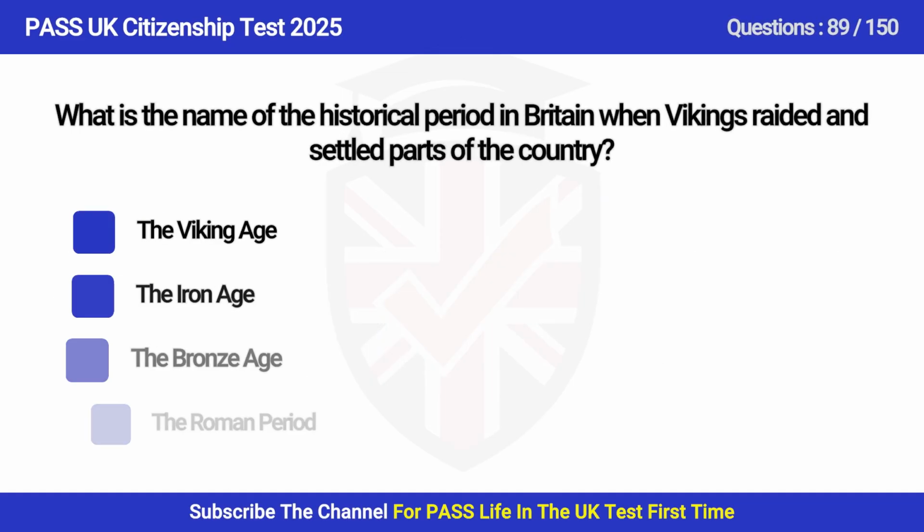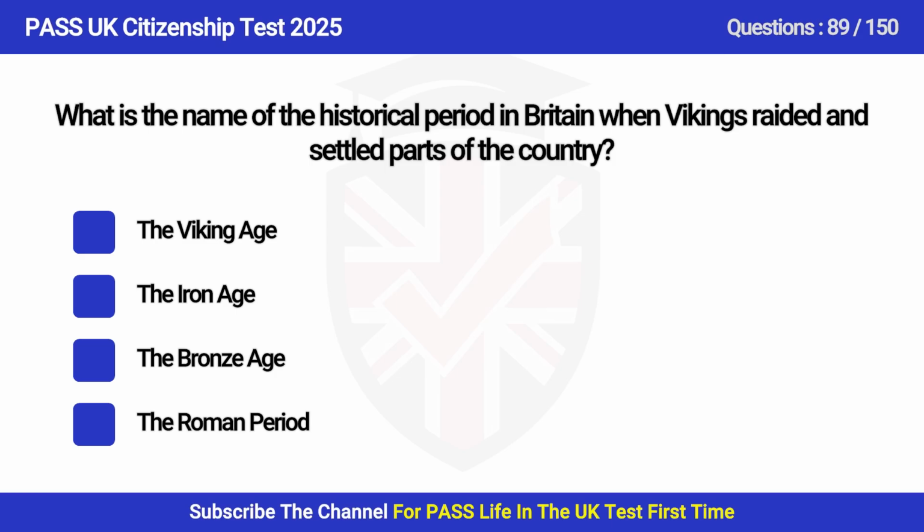Question 89. What is the name of the historical period in Britain when Vikings raided and settled parts of the country? A. The Viking Age, B. The Iron Age, C. The Bronze Age, D. The Roman period?